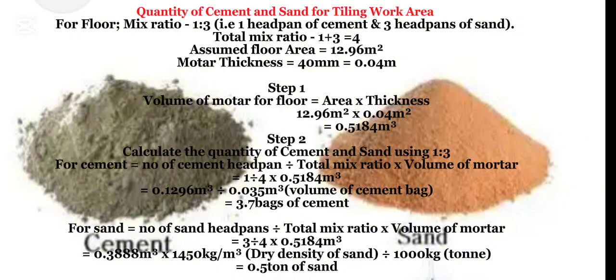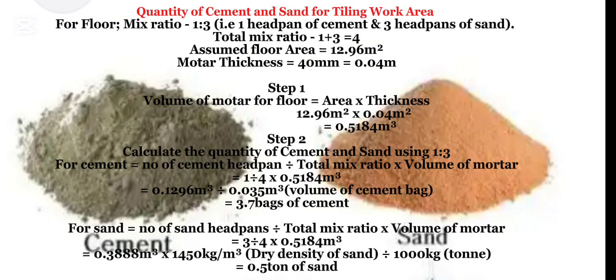Let's take our mix ratio to be 1:3, which means 1 earth-pan of cement and 3 earth-pans of sand, making our total mix ratio 4. Let's assume our floor area to be 12.96 square meters and our mortar thickness to be 40 mm, which by conversion to meters will be 0.04 meter.